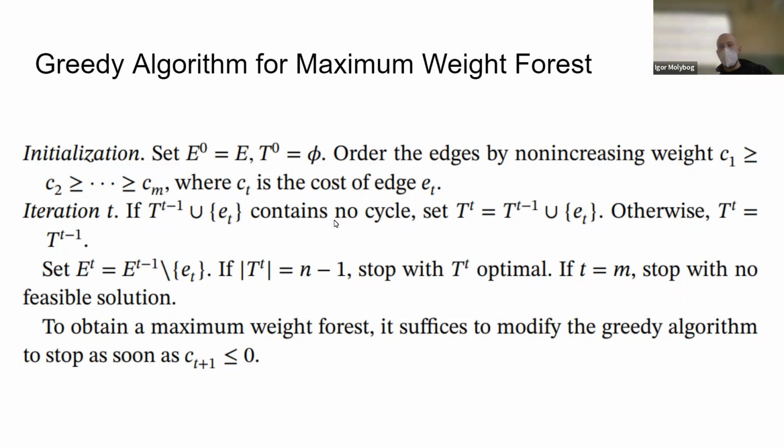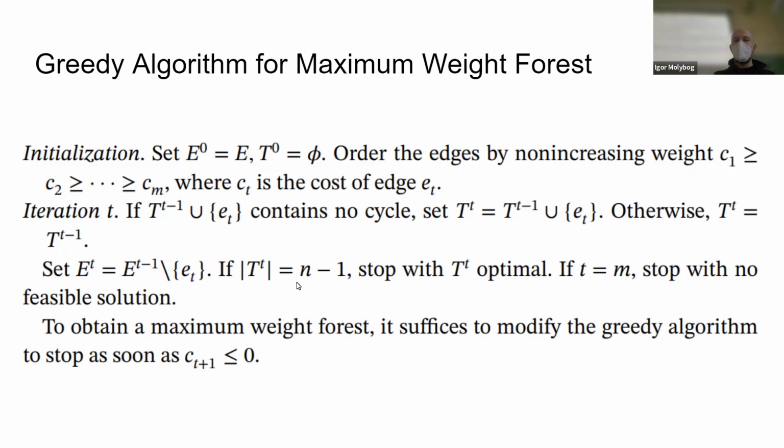If it doesn't form a cycle, then we do add this new edge to our tree, and otherwise we just skip it and remove the current edge that we just considered from the set of edges that we are tracking.